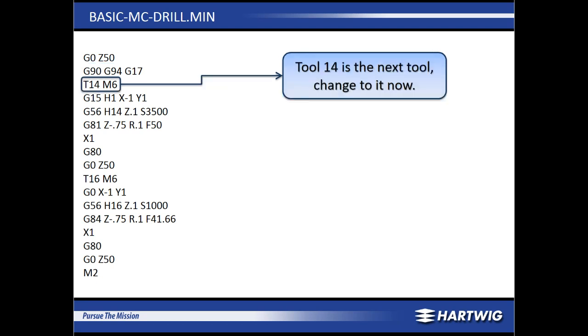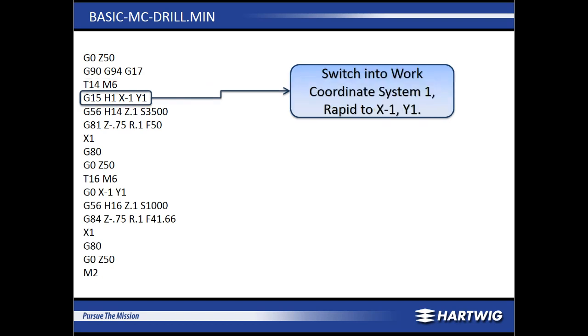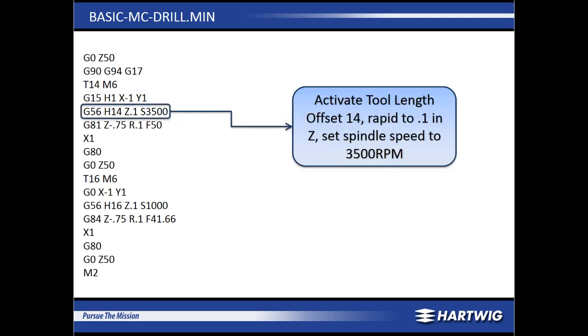The next line of this program says that T14 will be the next tool in this program and that we want to change to it now. That's followed by a switch into work coordinate system 1 with a rapid move to X-1 and Y1. Our G0 from above would still be active, so the machine would still be moving in a rapid traverse manner.